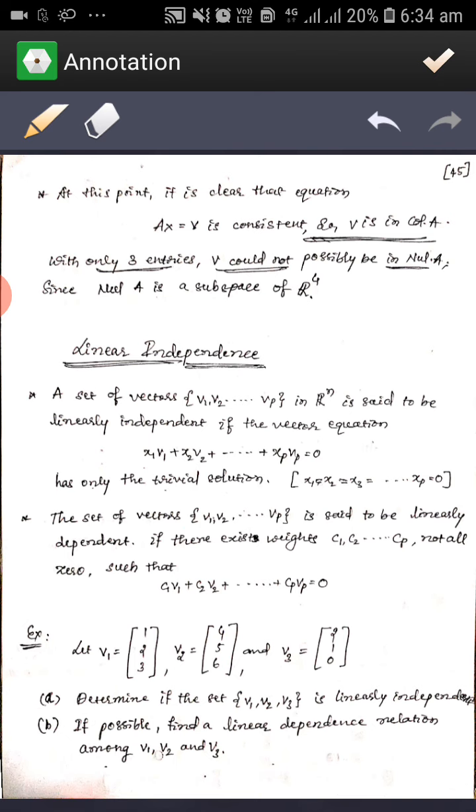Here let us take an example and we will come to know. We have three vectors v1, v2 and v3. First, determine whether v1, v2, v3 are linearly independent. Second, if possible, find a linear dependence relation between v1, v2 and v3. First we need to find whether it is linearly independent or not, and next the relation between v1, v2 and v3.